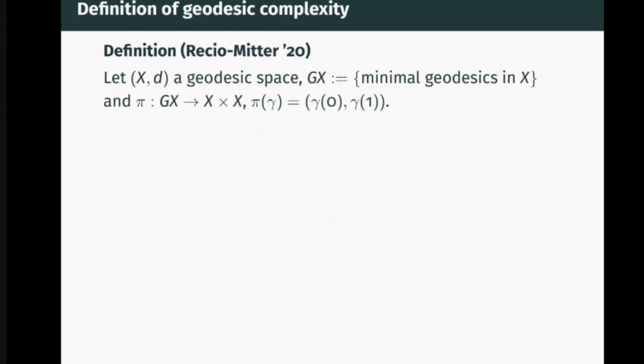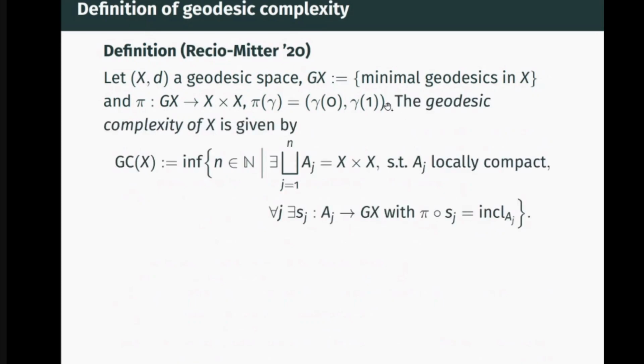So this was done by David Recio-Mitter. If we have a geodesic space, so we have these minimal geodesics, we define GX to be the space of all minimal geodesic paths in X, as a subset of the path space, and then consider the restriction of pi to this space of geodesics. So from GX to X times X, again evaluating the path at its endpoints. The geodesic complexity is then given by the following number. We do a similar construction as before.